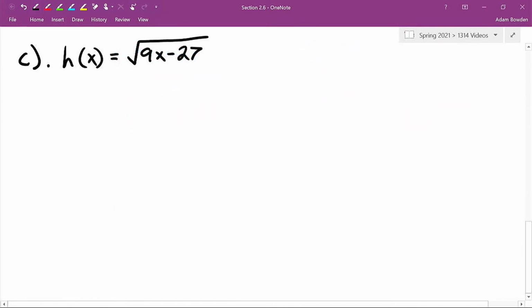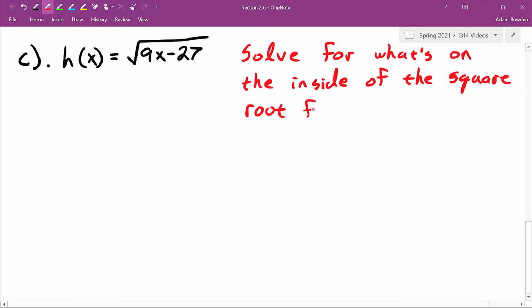Now on this one, h of x equals square root of 9x minus 27. In this case, we have to check for where the square root has a negative number inside of it, since any square root of a negative number is no longer a real number, and we're only working with real numbers for the domain. So the way we do the domain here is to solve for what's on the inside of the square root, and we solve what's inside the square root for greater than or equal to 0. So we're going to take just 9x minus 27 greater than or equal to 0. Solve this for x.